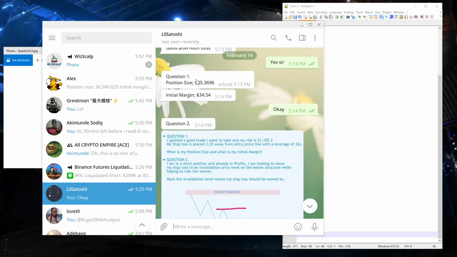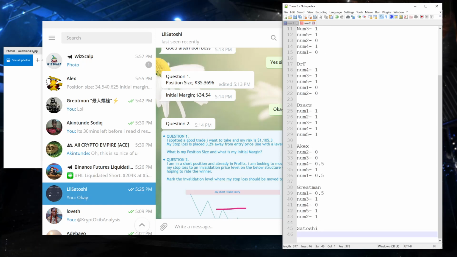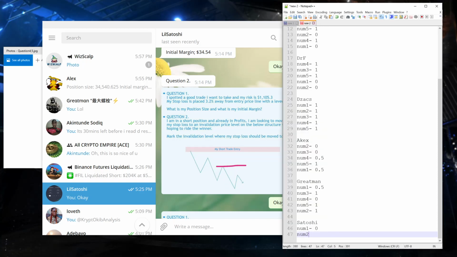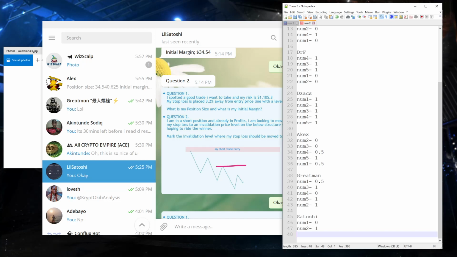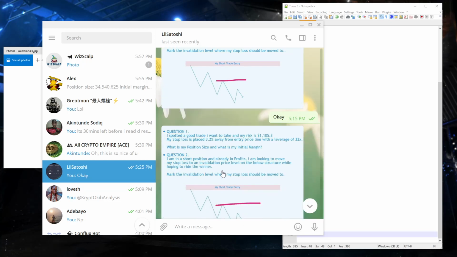Okay, question 1. Position size is 30. I don't understand. Do you mean 35,000 or? That's wrong. 35 points. That's wrong. Then 30. That's wrong. Number 1 is wrong. Then number 2. That is a violation. That's correct. That's correct. Then number 3, I think. Then number 3.